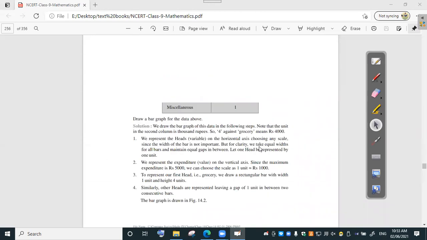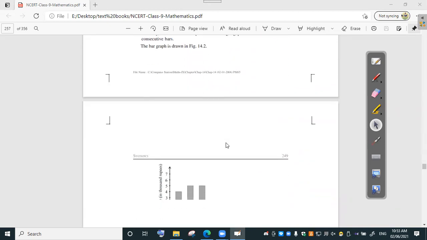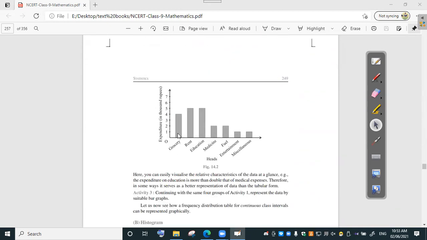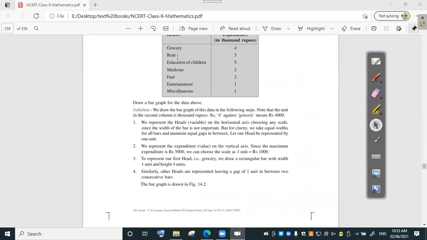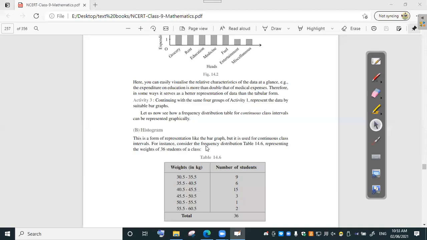So this is given in thousands. Grocery is 4,000. Here we will write grocery, and the bar goes up to 4. Rent is up to 5,000. Education is 5,000. Like this, we can draw the bar graph.